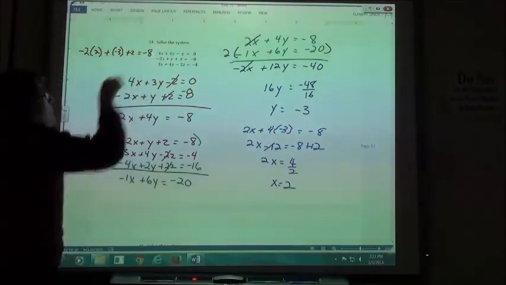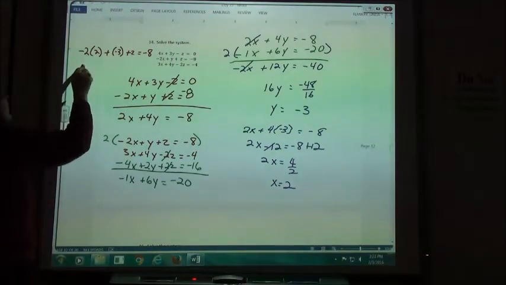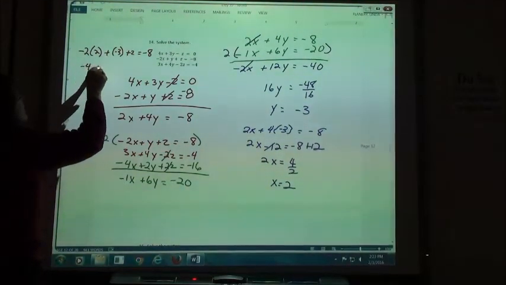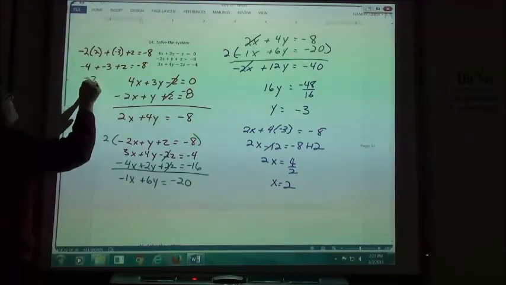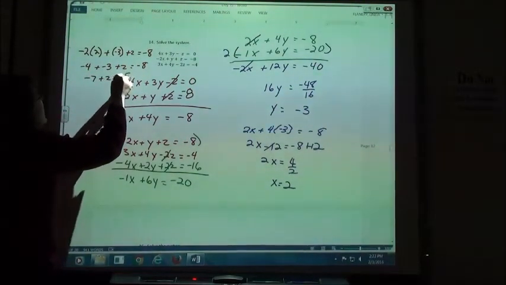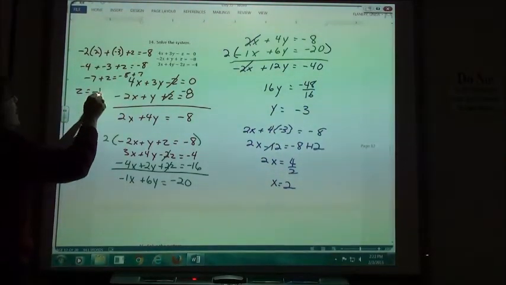You can use any of those three. I just picked the middle one because it looked easier to do. So negative 4 plus a negative 3 plus z equals negative 8. That would be negative 7 plus z equals negative 8. When I add my 7, z is going to equal negative 1.